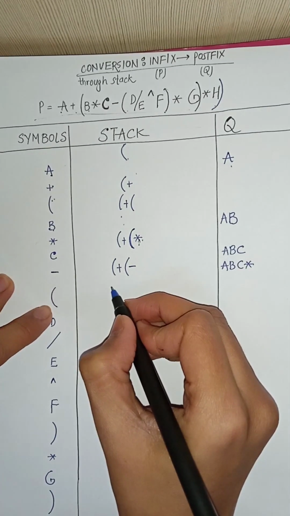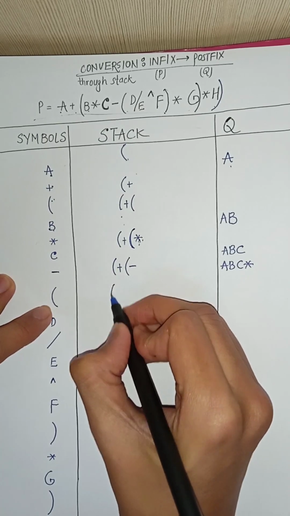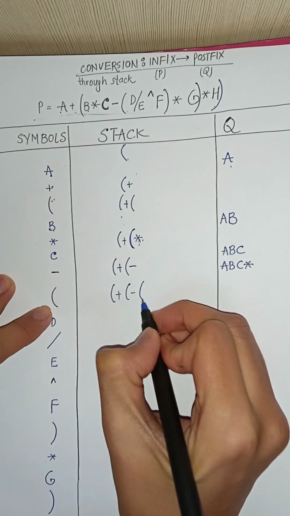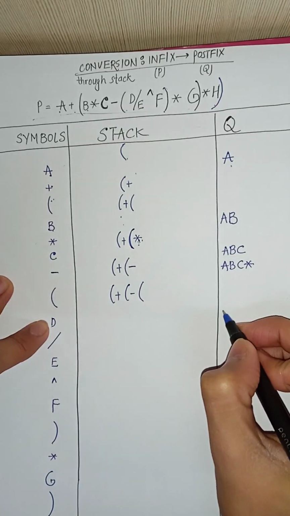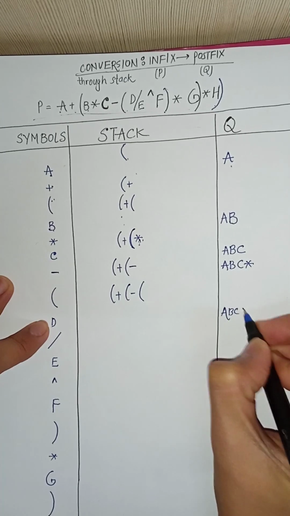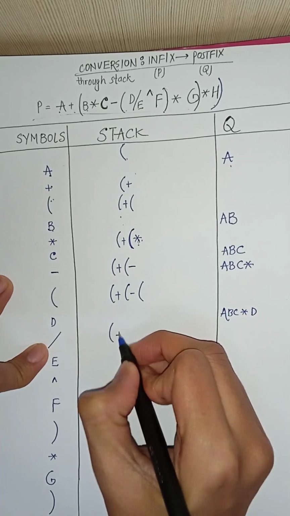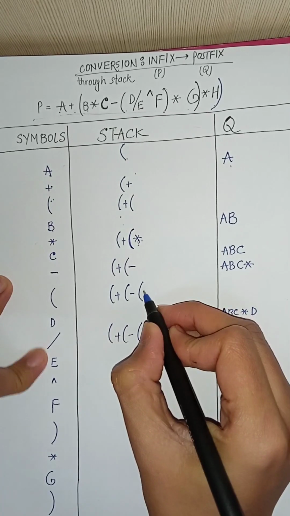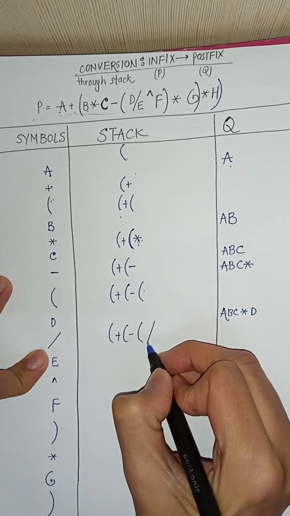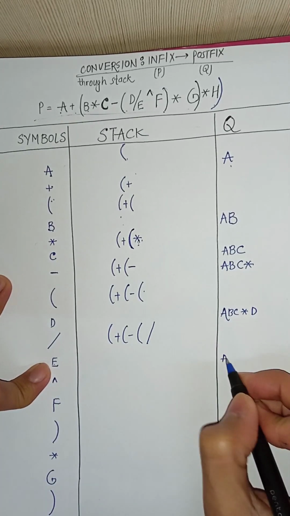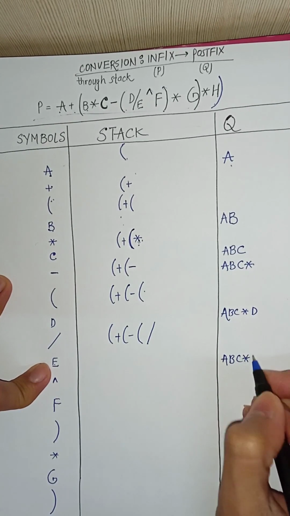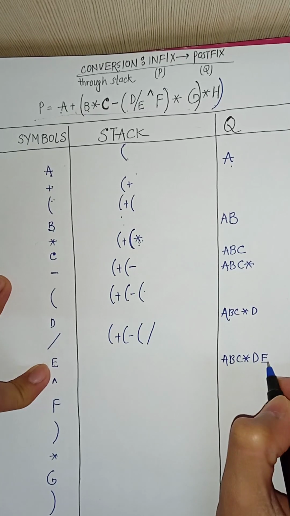Okay, now there is a left parenthesis. For a left parenthesis, simply add it to the stack. Operand: the queue is A B C multiplication D. Now the division operator. Is there any operator previously to compare? No, simply add it. Now the operand: A B C multiplication D E.